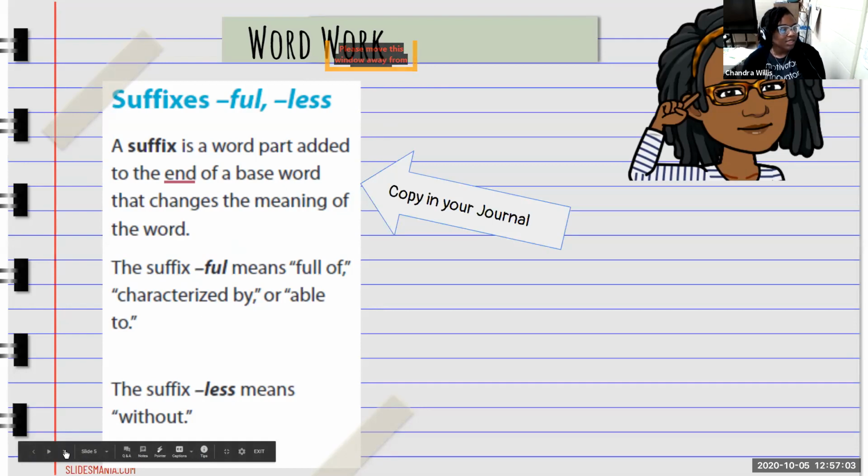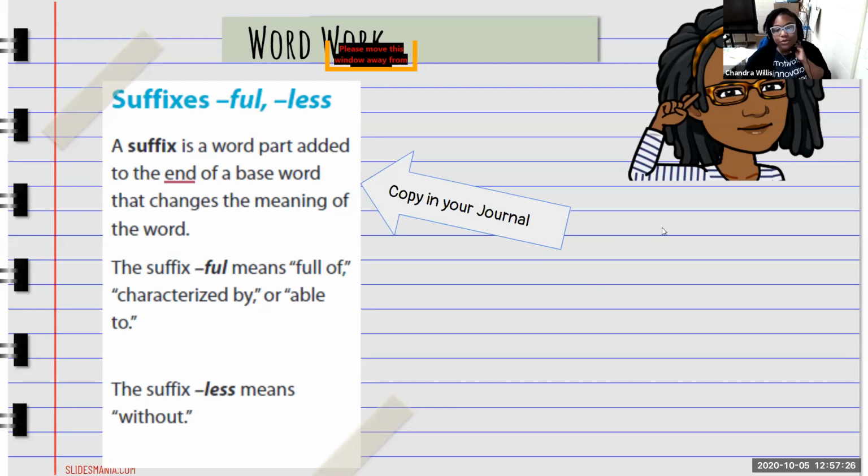We said that the suffix full means full of. Can anyone think of a word off the top of their head that ends with the word full? Put it in the chat box for me. Faithful. Oh, very good. Helpful. Yes. Grateful. Very good. These are great answers. Beautiful. That's the one that I was thinking about.